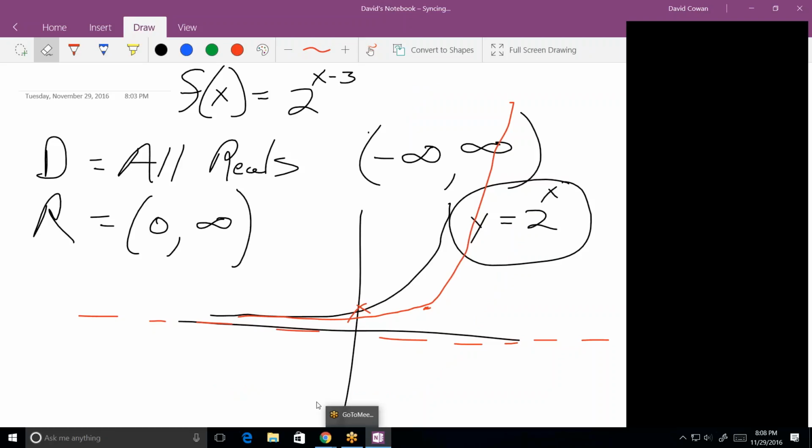What else did they want? Domain, range, and asymptotes, that's it? Yeah. Okay. There's no vertical asymptote here. I was just about to ask. Yeah, it's not that obvious from looking at it.